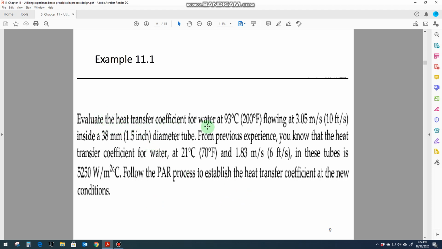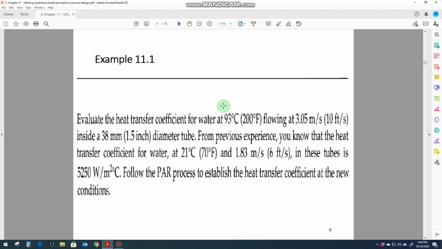Evaluate the heat transfer coefficient for water at 93 degrees centigrade flowing at 3.05 meter per second inside a 38 millimeter tube diameter. From previous experience, you know that the heat transfer coefficient for water at 21 degree centigrade and 1.83 meter per second in these tubes is 5250 watt per meter square centigrade. Follow the PAR process to establish the heat transfer coefficient at the new conditions.